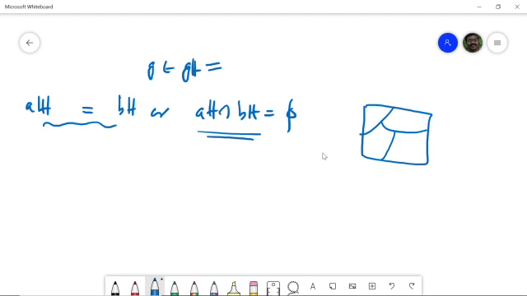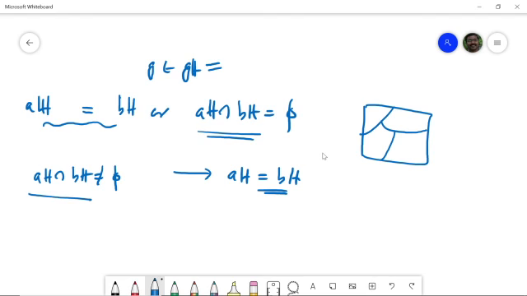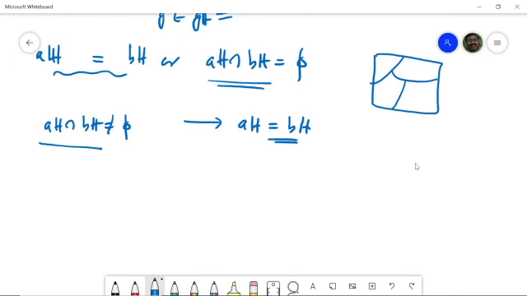Suppose we take aH intersection bH to be non-empty. We'll show that the only possibility then is that aH should be equal to bH. We have the result that either the cosets are just the same or they are entirely different. So we'll assume that it is not entirely different, and show that it's the same. We assume aH intersection bH is not equal to phi, and we'll show that aH is equal to bH.